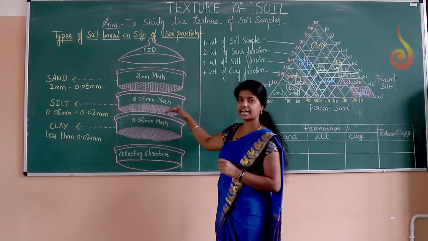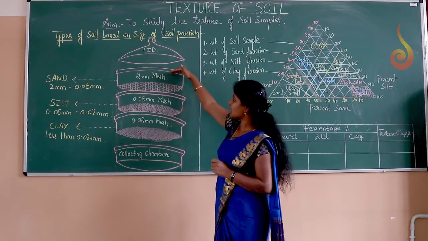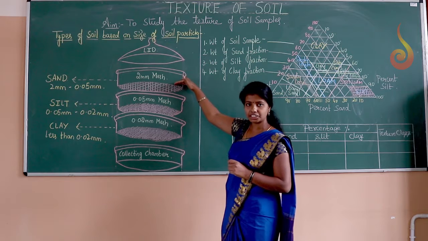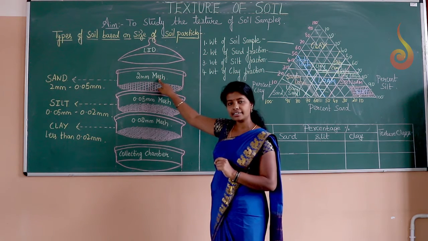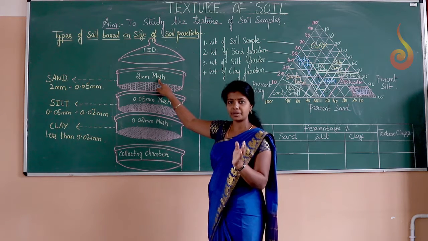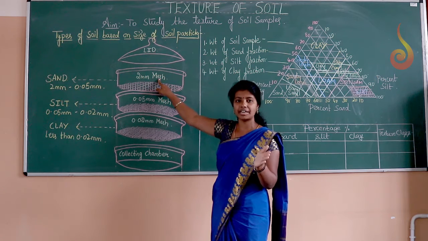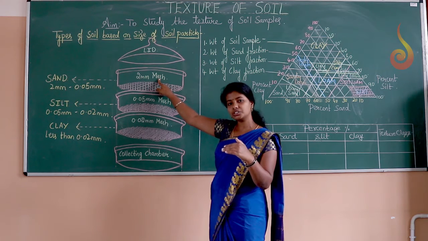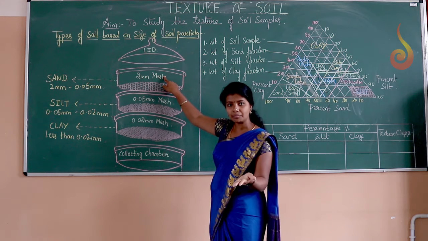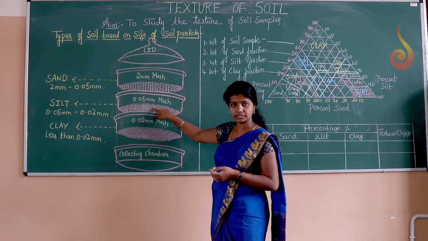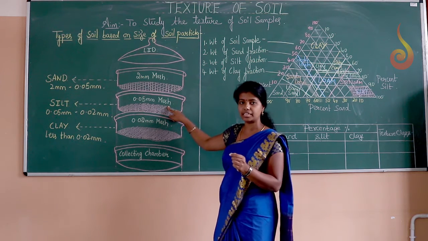The sieve chamber has a series of meshes of varying size. From the top, this is a mesh of 2 millimeter pore size, and we know that the size of sand present in the soil ranges between 2 millimeters to 0.05 millimeter. The particles larger than 2 millimeters will settle here, and those less than 2 millimeters will go down. The next mesh is of size 0.05 millimeter.